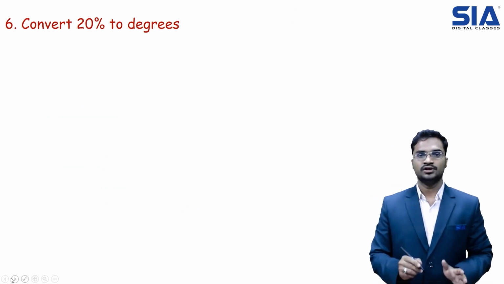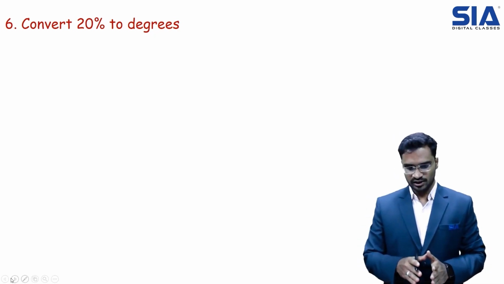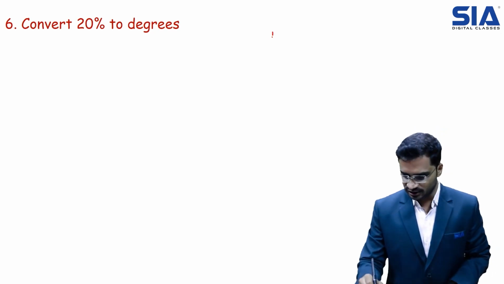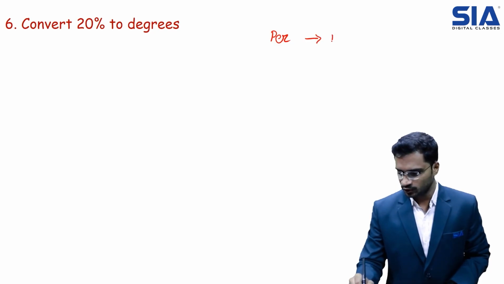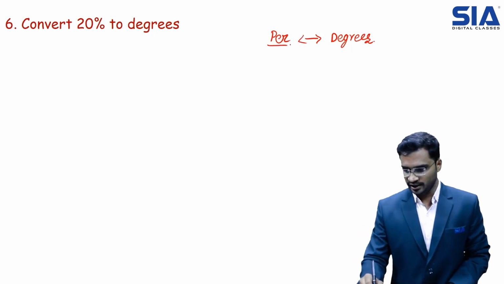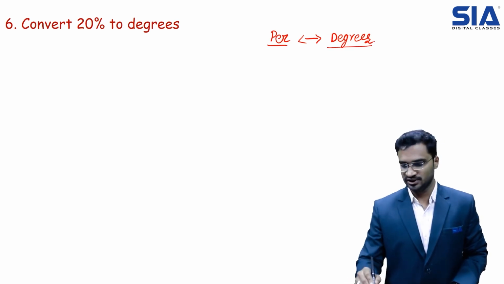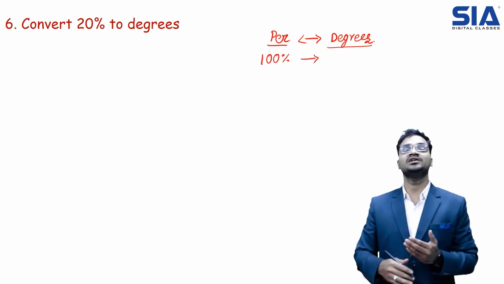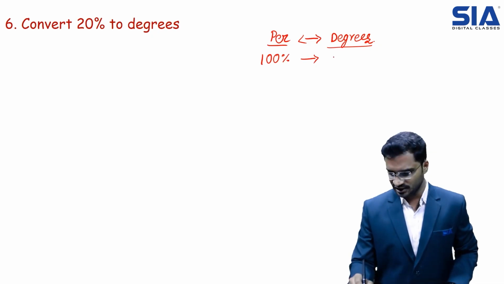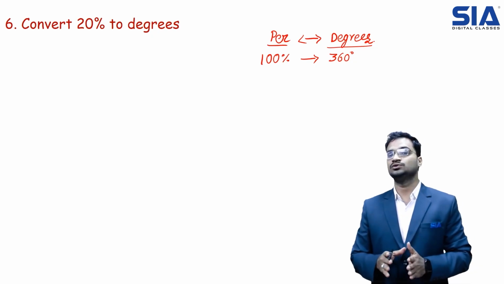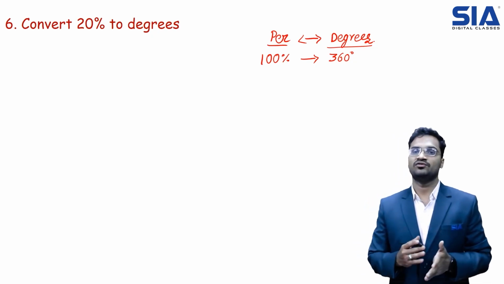Now coming to the next question. In this sixth question, he is asking to convert 20% into degrees. So we have to convert percentage to degrees, or vice versa, from degree to percentage. In percentage, what is the highest value? The highest value is 100%. In the same way, in degrees, what is the highest degree? The highest degree is 360 degrees, which is a complete angle. So if 100% is equal to 360 degrees, then what is 20%? We have to find like this.